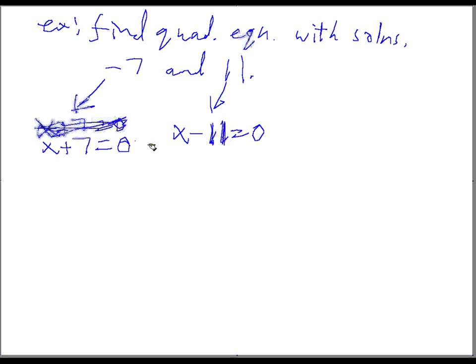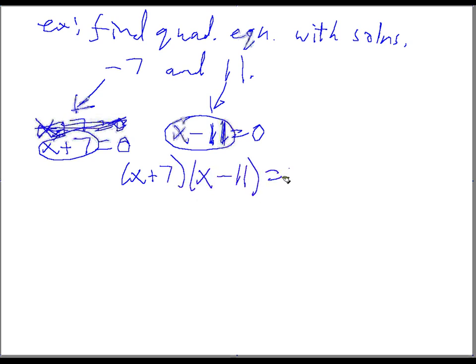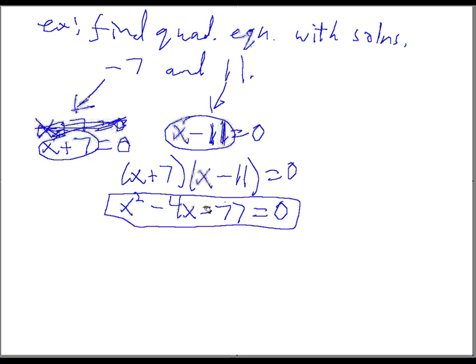So the two factors will be x plus 7 and x minus 11. Our equation will be x plus 7 times x minus 11 equal to 0. So if I FOIL that out, I'm going to get x squared, positive 7x, negative 11x, which is negative 4x, and 7 times 11, negative 77, equal to 0. So the quadratic equation we're looking for is x squared minus 4x minus 77 equal to 0. Okay, let's go and try another one. I'm going to clear off the screen.